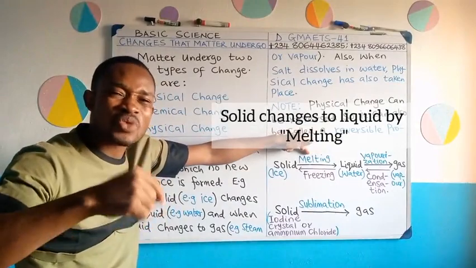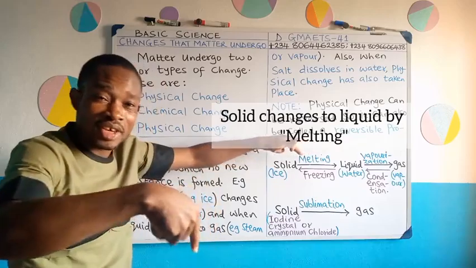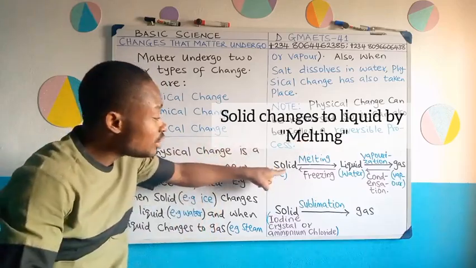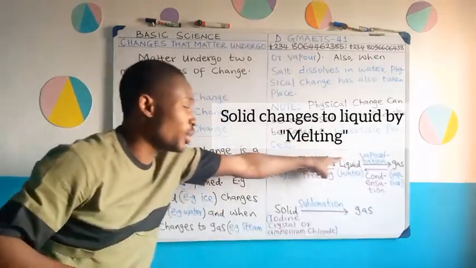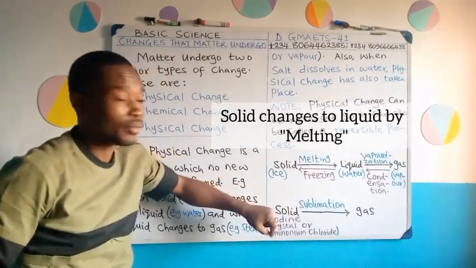When we say process, that is what is happening. What is happening that is changing this solid to liquid is called melting.